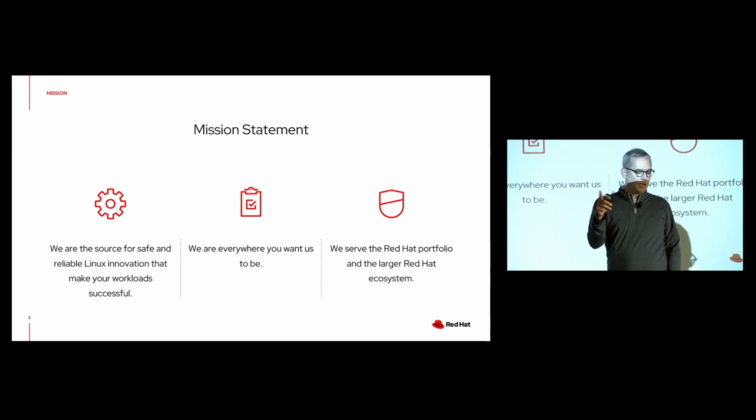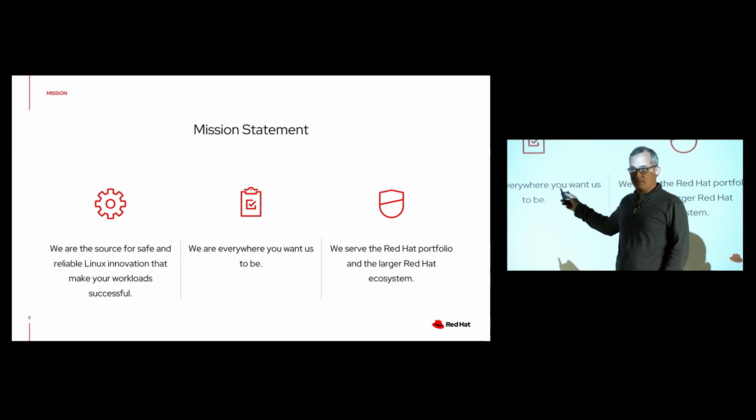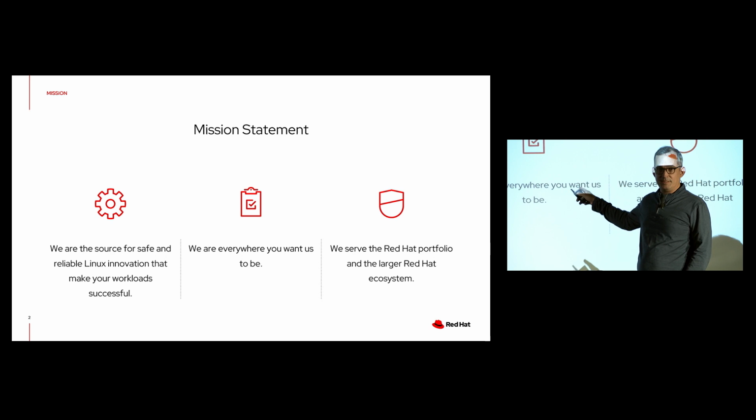Okay, first, I'm going to show you some secret special inside Red Hat information. This is the mission statement for Red Hat Enterprise Linux. And I think it's important to start and level set: nobody uses an operating system for fun. Try as I might, I can't convince somebody to run an operating system recreationally. So instead, I have to give them a reason to run the operating system. And so it starts with this. You need to have a source of safe and reliable Linux innovation. And the reason why you need that is because you need something that is going to make your workload successful, ultimately.